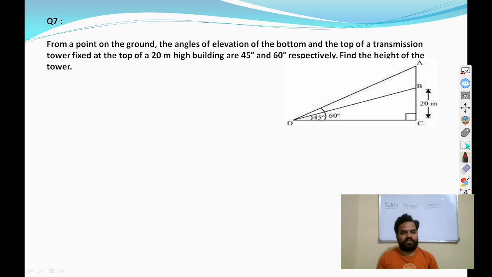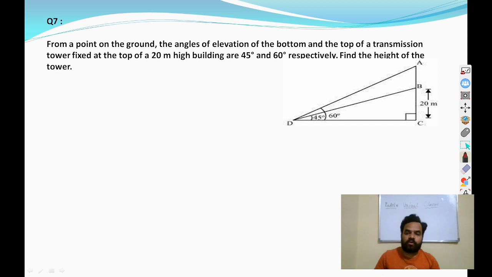Here we go for the next question. So next question I am going to read for all of you. From a point on the ground, the angle of elevation of the bottom and the top of a transmission tower fixed at a 20-meter height building is 45 degree and 60 degree respectively. Find the height of the tower.